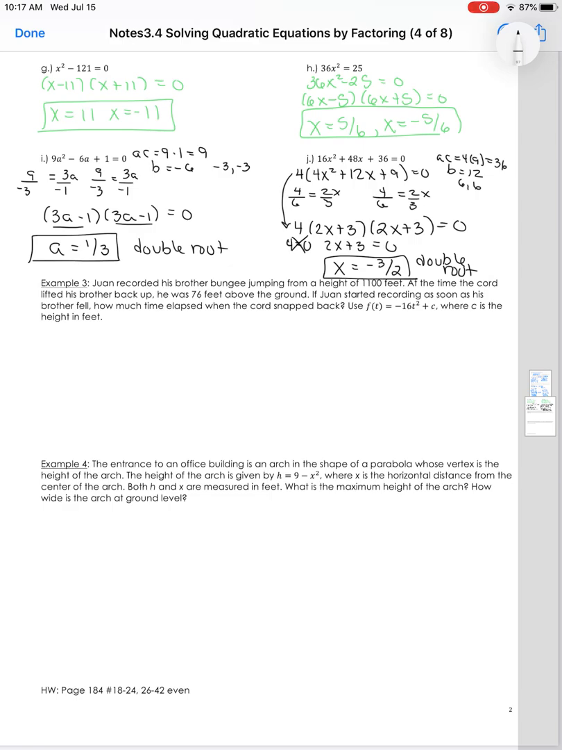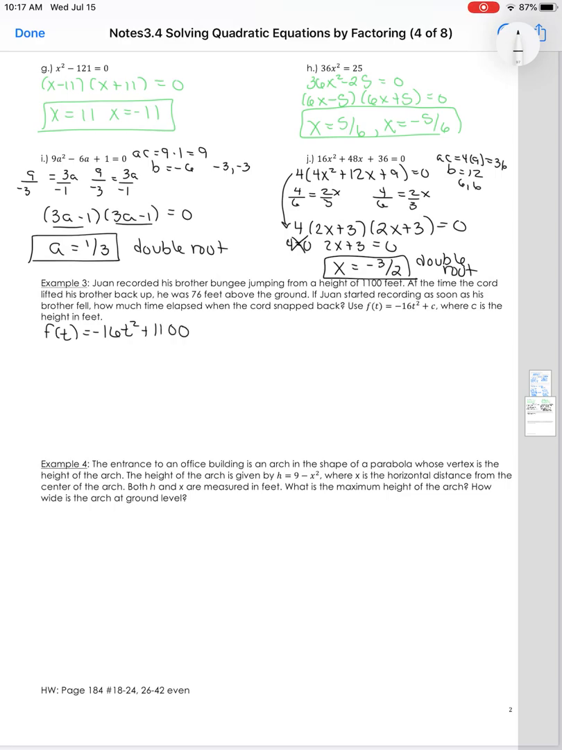All right, last two word problems. It says Juan recorded his brother's bungee jumping from a height of 1,100 feet. At the time the cord lifted his brother back up, he was 76 feet above the ground. If Juan started recording as soon as his brother fell, how much time elapsed when the cord snapped back?